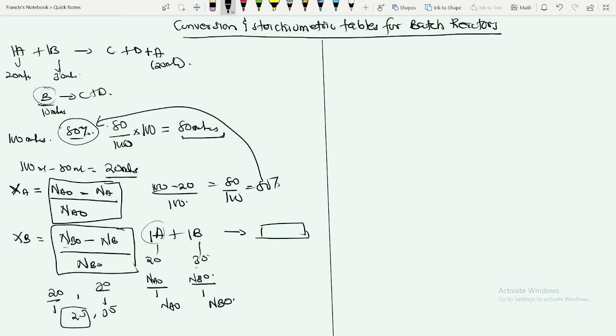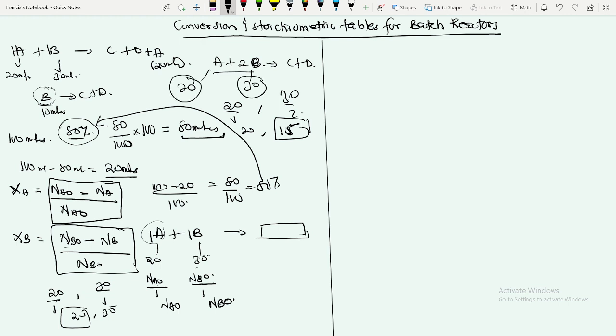In the case where we have A plus 2B going into C plus D, and then we have 20 moles of A present, 30 moles of B present. To find the limiting reactant, so 20 over 1, comparing that to 30 over 2, we get 20 and we get 15. So that means our B is our limiting reactant. So it means that when you have this reaction and you have 20 moles of A present and 30 moles of B present, B is going to be used up first.